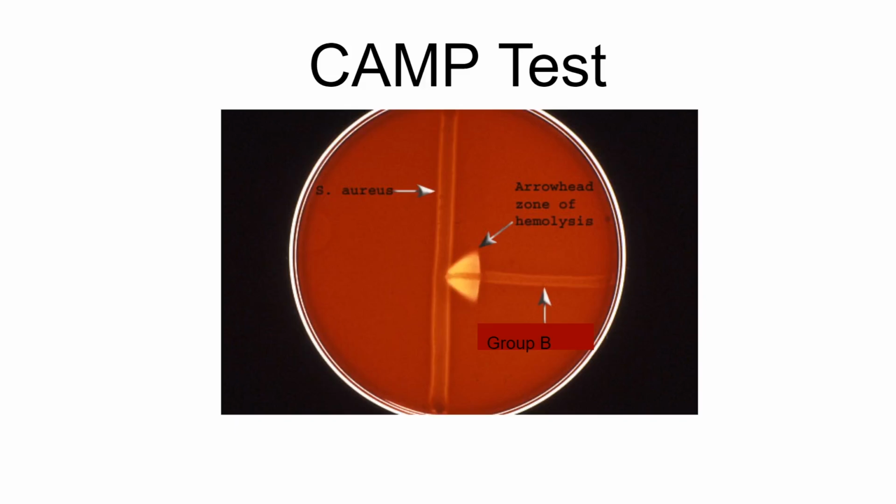In this example, you can see that we've taken Staph aureus and streaked it in a straight line. We did the same thing with the Streptococcus species we're trying to identify. A positive result for the CAMP test would show us this arrowhead-like formation in the hemolytic pattern. This would confirm that it's actually a group B Streptococcus species. But what happens if none of those tests are positive? Well, there's one more test we could run.